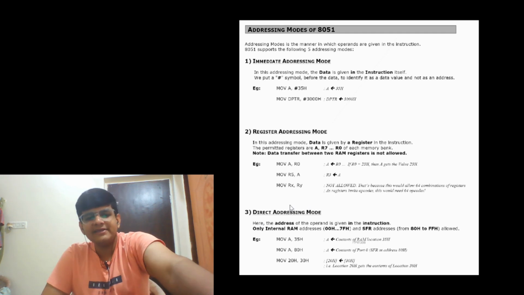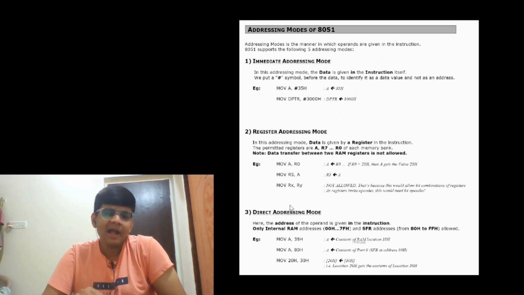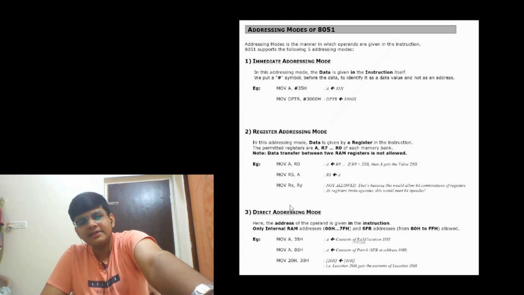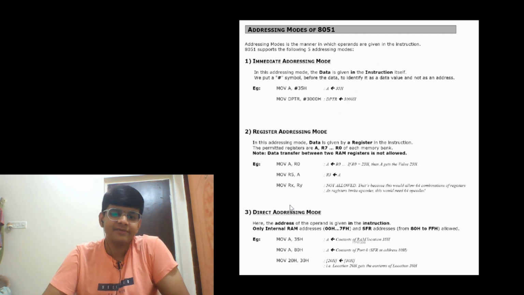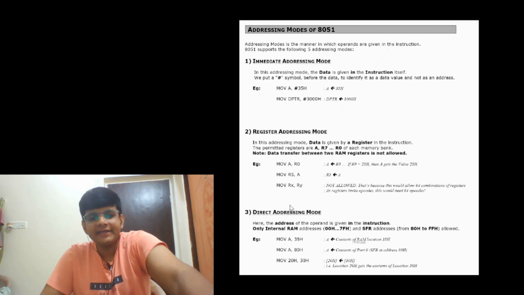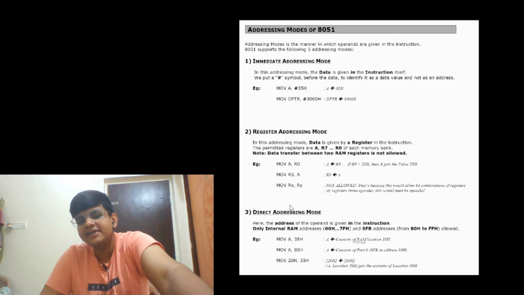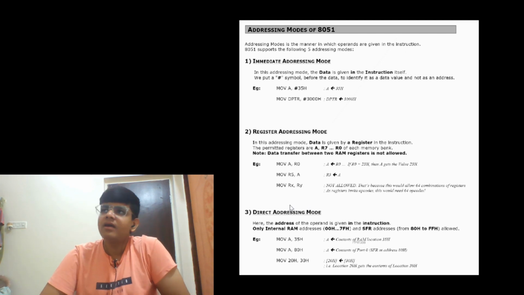The direct addressing mode and the register addressing mode are some kind of same thing, but actually different. In register addressing mode, we are sending data between two registers. We have not depicted the address of register R0; we have directly written R0 here. But in direct addressing mode, we can give the address of the SFR or internal RAM.